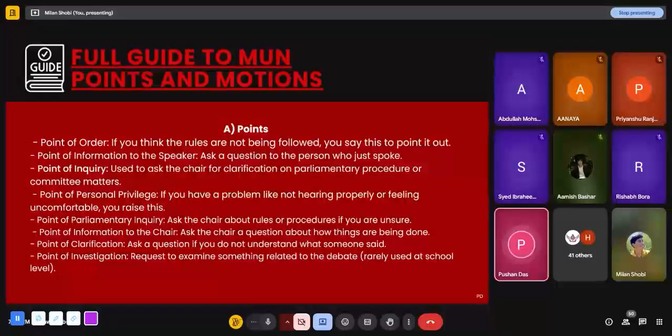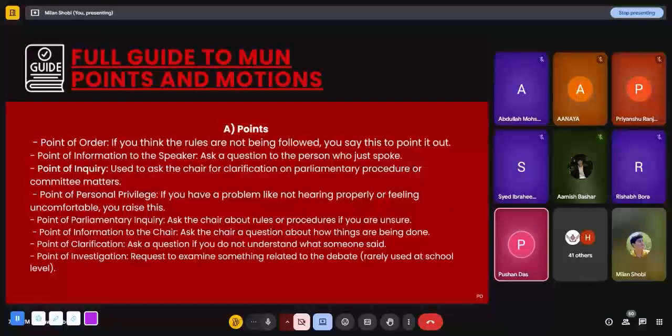Point of parliamentary inquiry. When the floor is open, that is, when there's no active speaker, a delegate may rise to a point of parliamentary inquiry to ask the chair a question regarding the rules of procedure. This, however, should never ever interrupt the speaker.